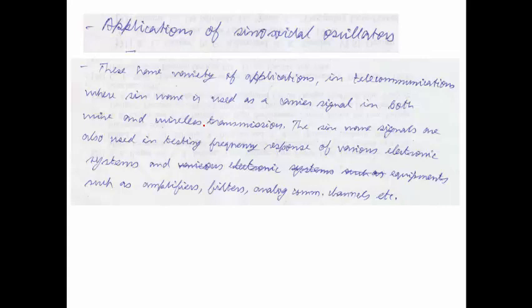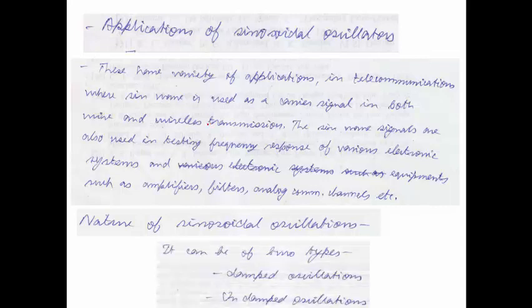Sine wave signals are also used in testing the frequency response of various electronic systems as well as equipment. The examples include that we can test amplifiers, filters, and analog communication channels, etc. Now these are the applications of sinusoidal oscillators. Now what kind of sinusoidal oscillation can be produced?